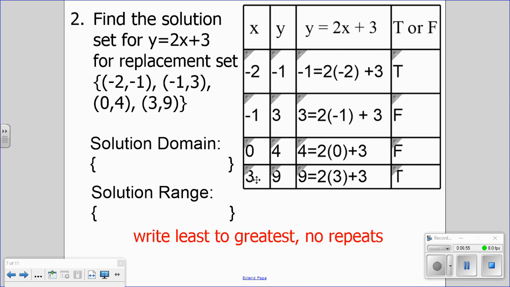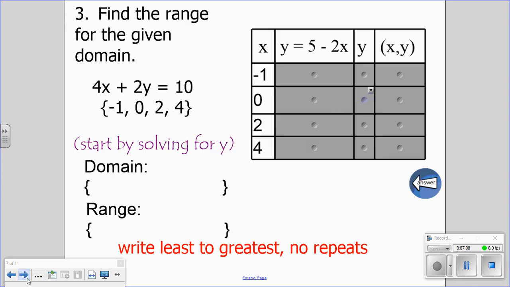So from our solutions, our domain is negative 2 and 3. So we would list negative 2 and 3 in numerical order. And our range is negative 1 and 9, again in numerical order from least to greatest.